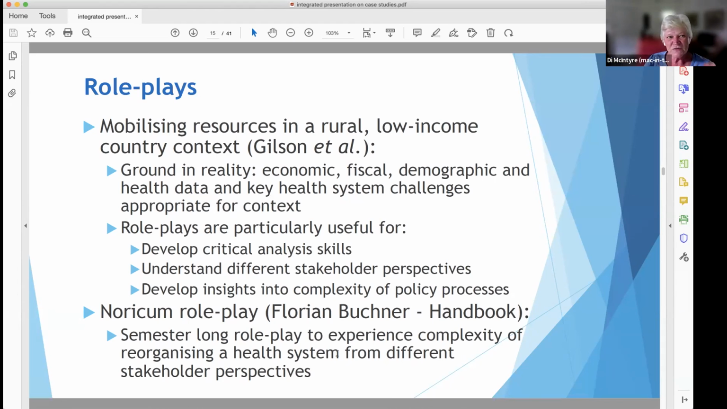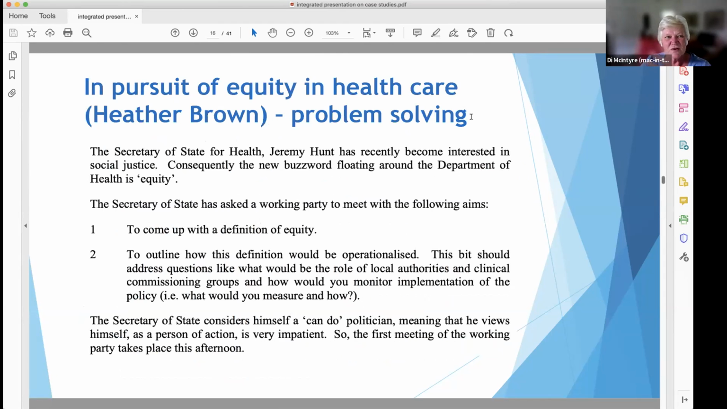And as I said, it's very useful to get a good understanding of different stakeholder perspectives, but also they're incredibly useful when you're dealing with large health policy kind of issues, rather than things around health service delivery. So I'm going to move on from role plays and just give a couple of examples of very useful short problem-solving exercises. And this one was developed by Heather Brown.